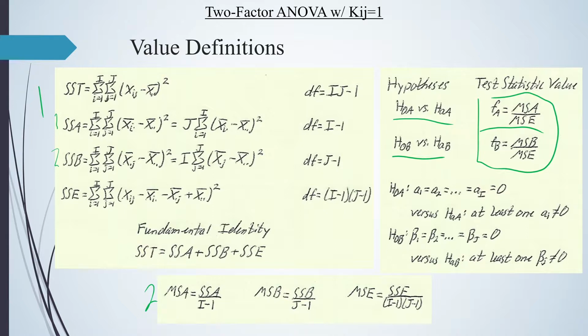So in our nulls, we are assuming that our variations are going to be 0 in both cases, one for each of the two factors, and then we are going to reject the null if at least one of these is not equal to 0.